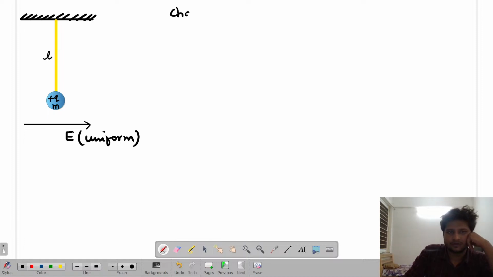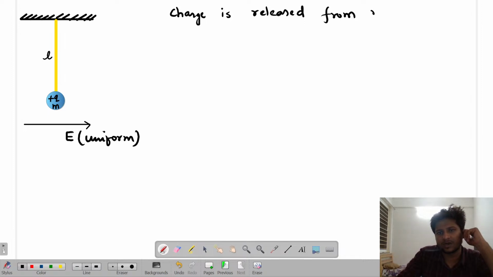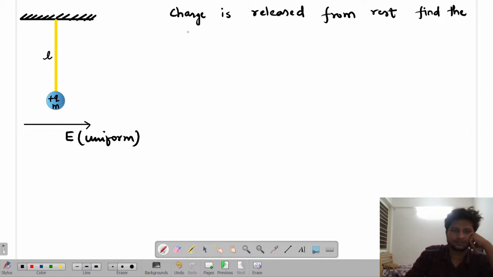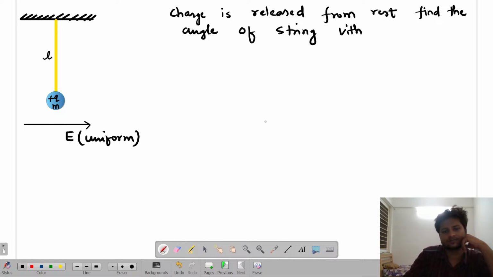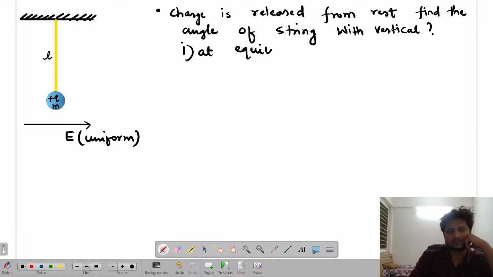Then the question is, if the charge is released from vertical, if the charge is released from rest, find the angle of the string with vertical, in question number 1 at equilibrium, and in question number 2 at extreme point.